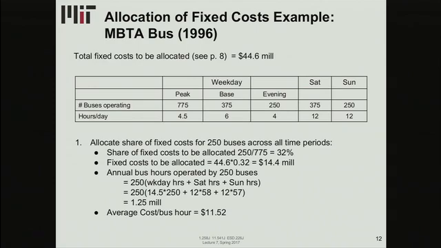So that was good. There's a mistake in this slide. Please fix it. It says here see page 8. It should be see page 6. So, okay. From page 6, the total fixed cost to be allocated is 44.6 million.